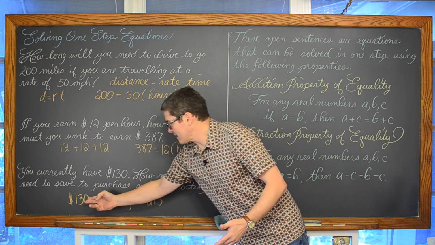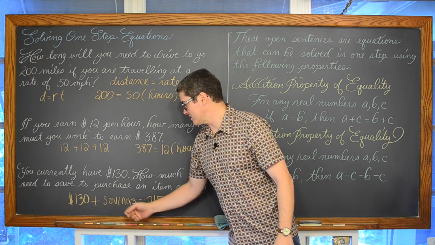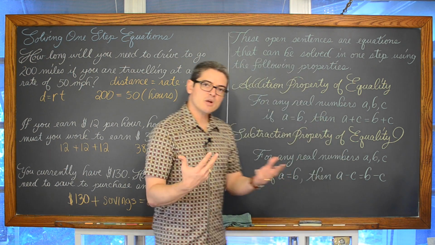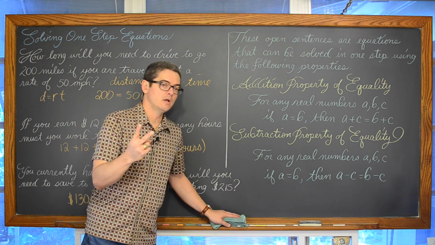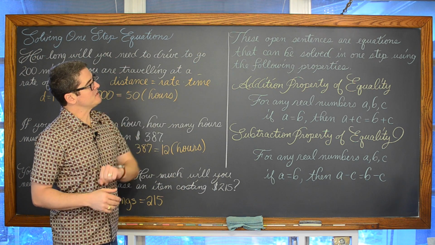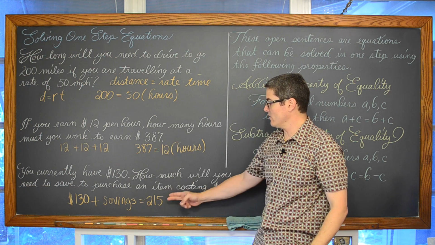And maybe your number sense will tell you that, to figure out the difference, it's going to be 215 minus 130. So the algebraic properties, though, that are making that happen, at least for these first two we're going to work with in our first three examples, these open sentences are equations. These open sentences mean the three that I just wrote here in orange.